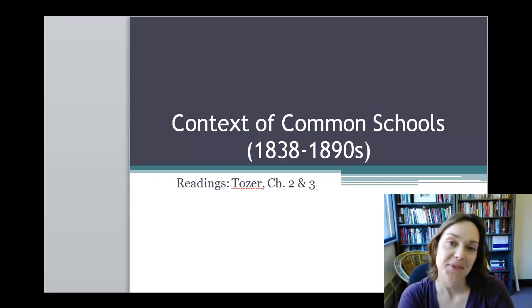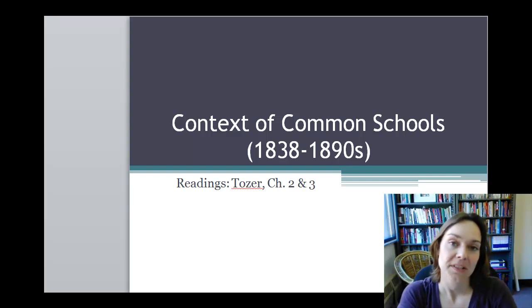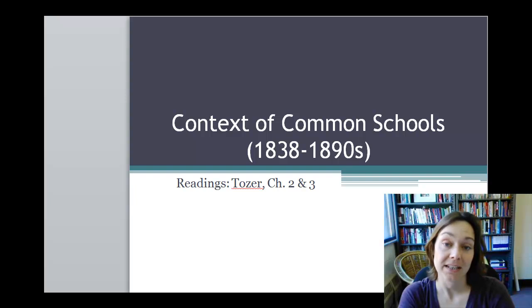Okay, so welcome to the discussion of the common schools in Chapter 3 with Tozer. This hopefully will help you quite a bit to lay the groundwork for your media analysis of Freedom Riders and also to get a better understanding of some of the politics with public education today.